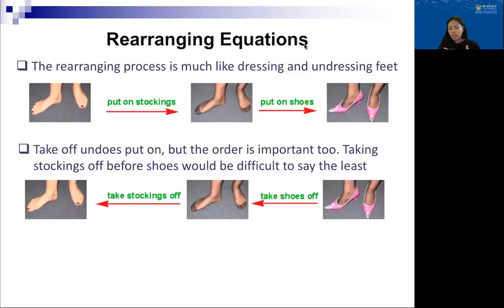So when we dress our feet, there's a sequence of what we need to put on first. Okay, and then when we undress, when we take off, we are undoing the putting on process, right? And it follows an order too. The order of taking off is also important. It doesn't make sense to take off the stockings before taking off the shoes, right? Because it just won't work. So you need to take off the shoes first before you can take off the stockings, and then you're finally back to being bare feet.